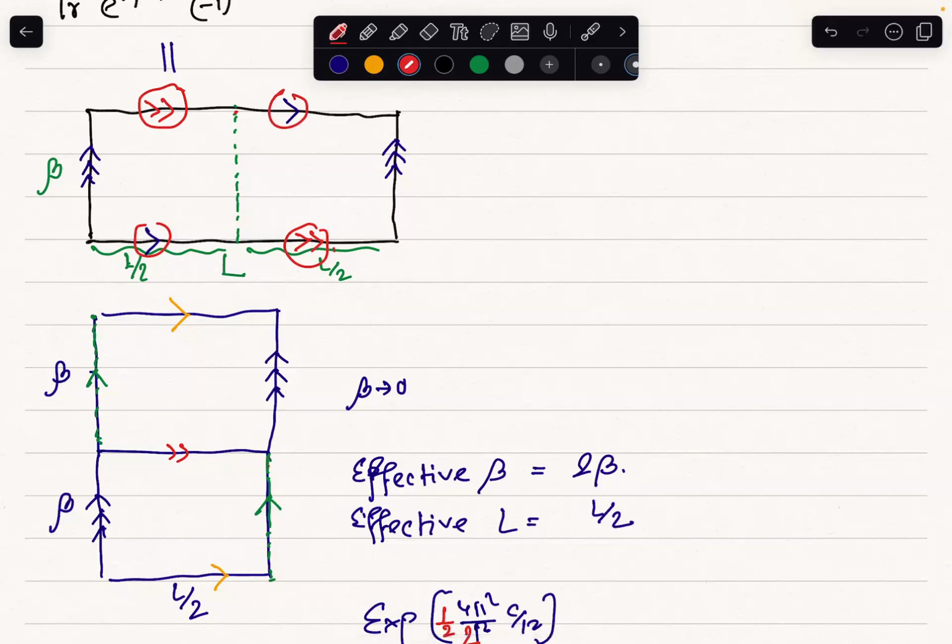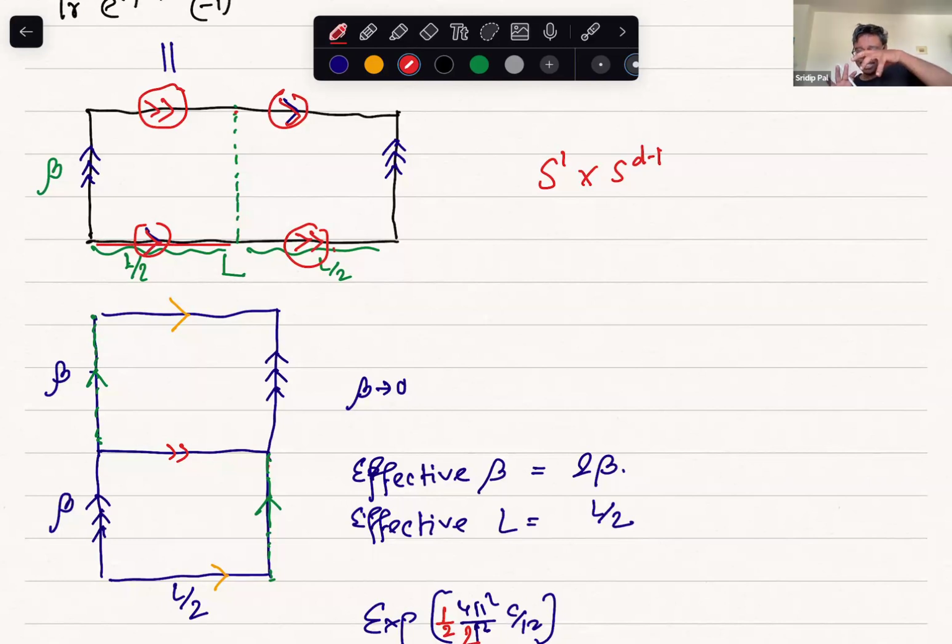I see. So it doesn't require modular invariance, but it requires a circle. In higher dimension it still follows because you have S1 times S^(D-1). So this S1 is still there. So this line is also identified with this line. So instead of this being an interval, just think of them as a part of the sphere. Okay.